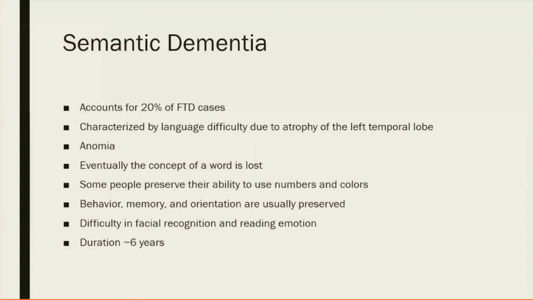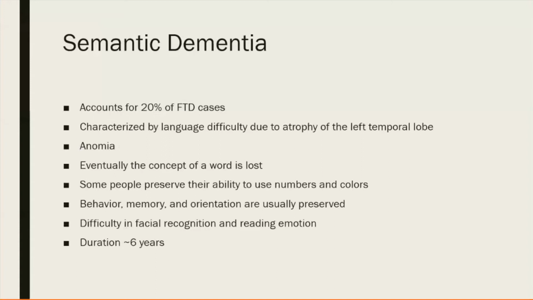We have our semantic dementia, right? So this accounts for about 20% of FTD cases, so that's a pretty high number. And it's characterized by language difficulty due to atrophy in only the left temporal lobe. So we have two temporal lobes, right, on either side of our brain, just like we have two temples. So semantic dementia is affecting only the left temporal lobe.